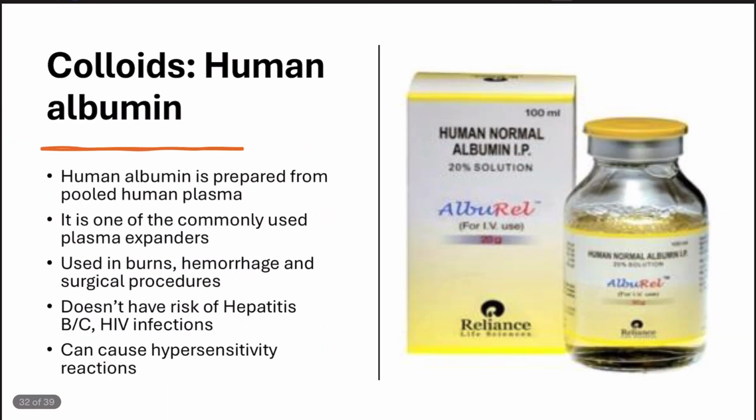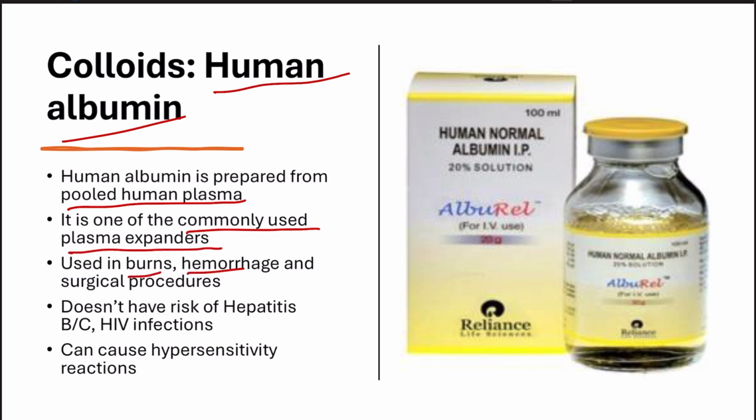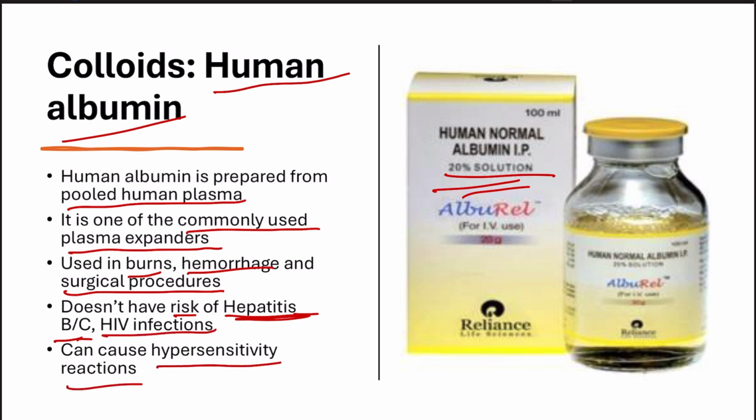Now coming to the next category, so we have completed the crystalloids under the plasma expanders. Now we are going to discuss the colloids. So under the colloids, the first example is human albumin. Human albumin is basically prepared from pooled human plasma. It is one of the most commonly used plasma expanders. It is used in case of burns, hemorrhages and surgical procedures. The advantage of human albumin is that it doesn't have any risk of transmission of hepatitis B or C virus or HIV infections, but it can cause hypersensitivity reaction, which is an adverse effect of human albumin.